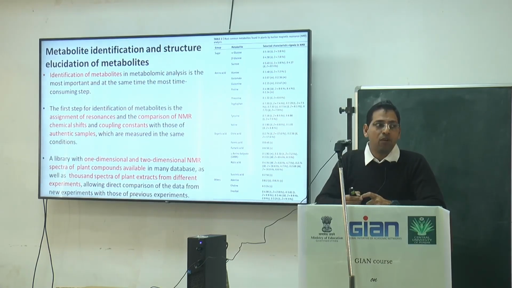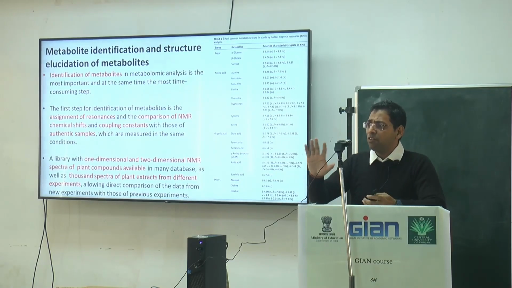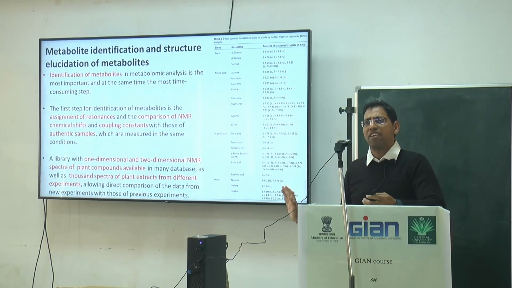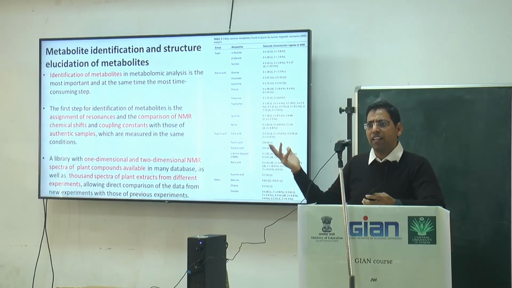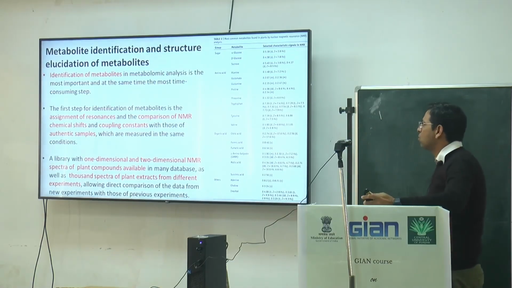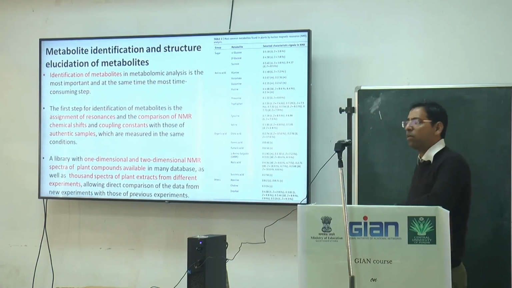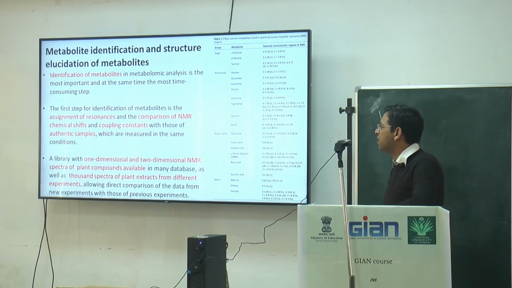So one of the laboratories maintains 20 different metabolites as reference material. Anyone can use these. The identification of metabolites in metabolomics analysis is the most important and, at the same time, the most time-consuming step.